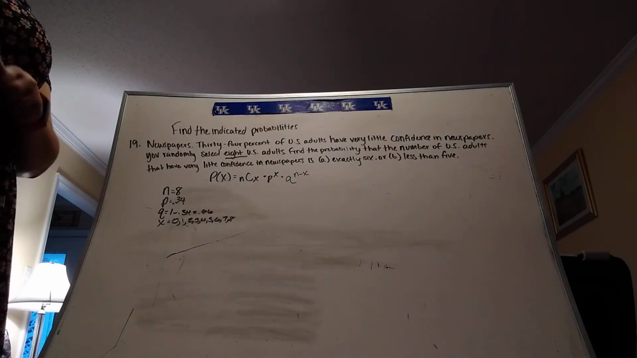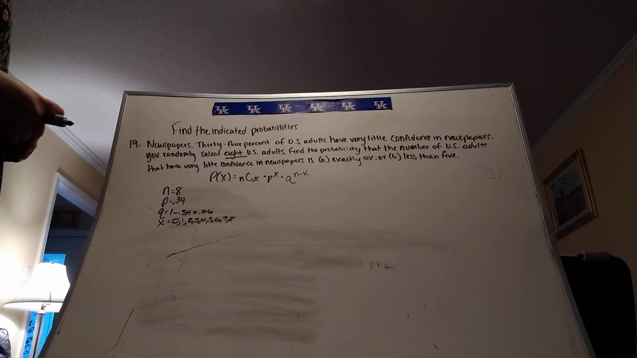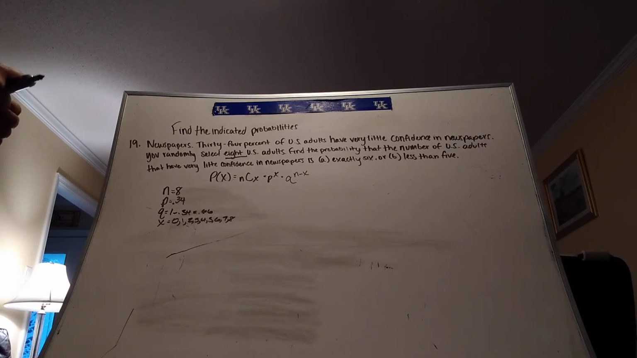Newspapers. 34% of U.S. adults have very little confidence in newspapers. You randomly select 8 U.S. adults. Find the probability that the number of U.S. adults that have very little confidence in newspapers is A, exactly 6, or B, less than 5.